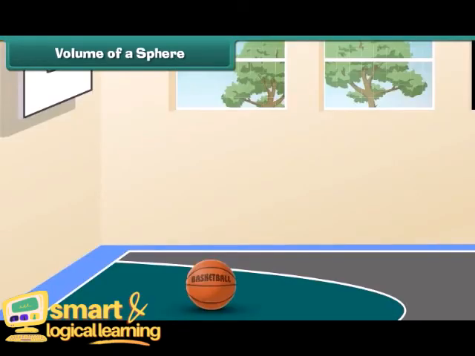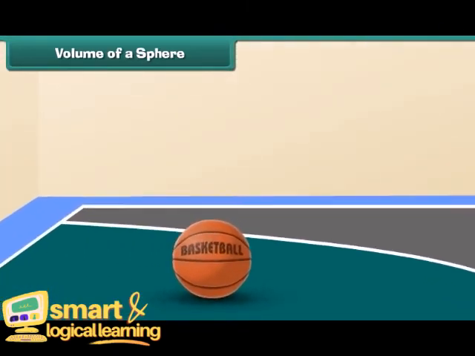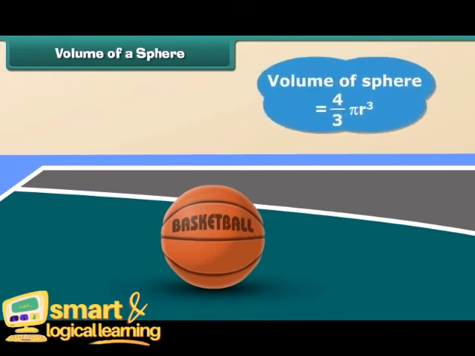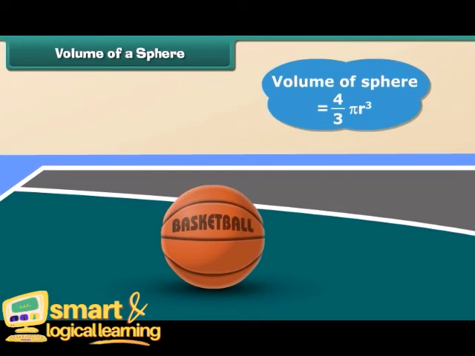What do we call this round ball? Yes, it's a sphere. It looks the same from every angle, isn't it? The formula to find the volume of this sphere, V, is 4 over 3 pi r cubed.